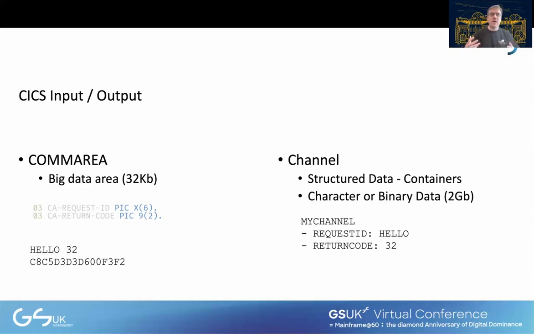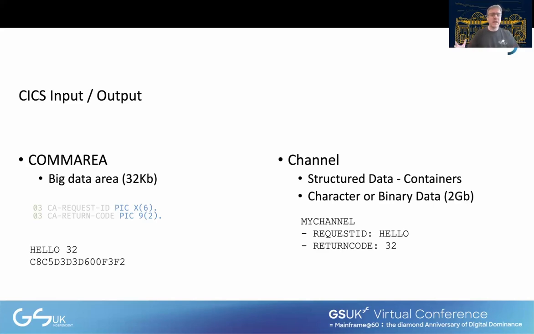There are two ways of transmitting data in a structured way between the programs. The first is the COMMAREA, which is a communications area. I've described it there as a big data area. It's got a maximum size of 32 kilobytes, which isn't excessively big in this day and age of 64-bit computing. But way back when this first got developed, you thought that would be big enough for everybody. But it ends up just being a big block of memory.